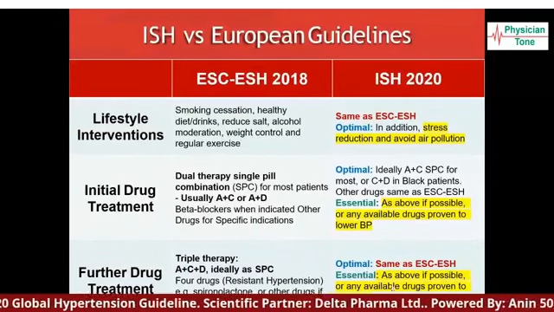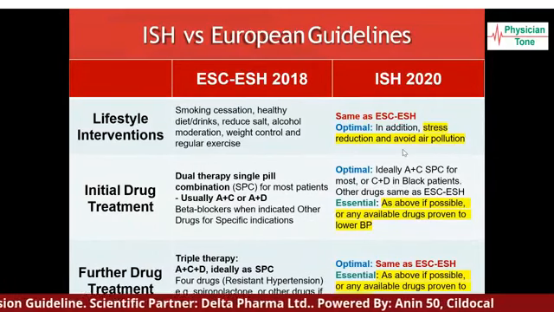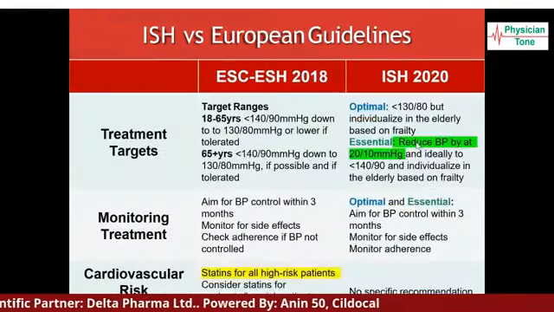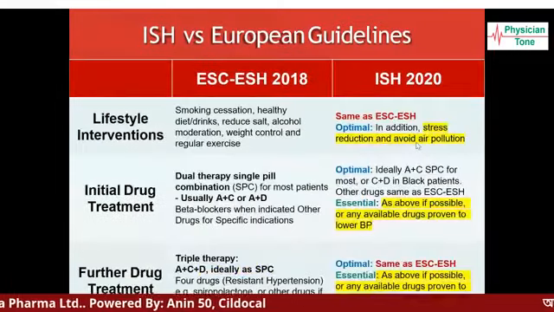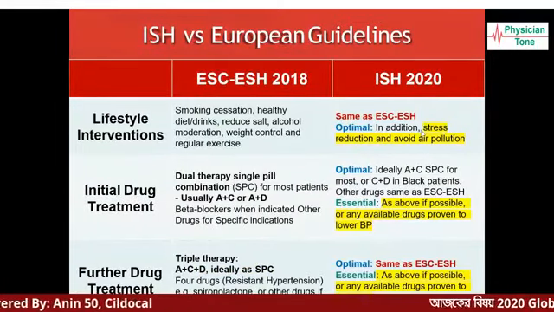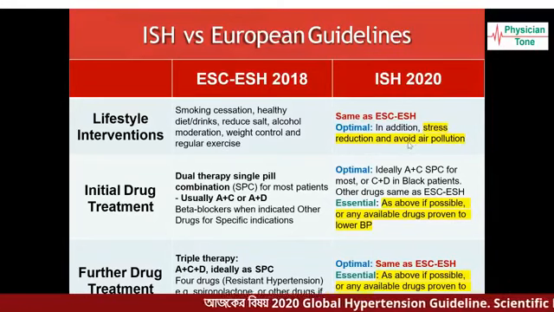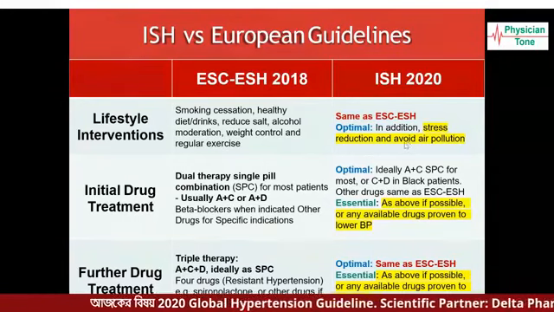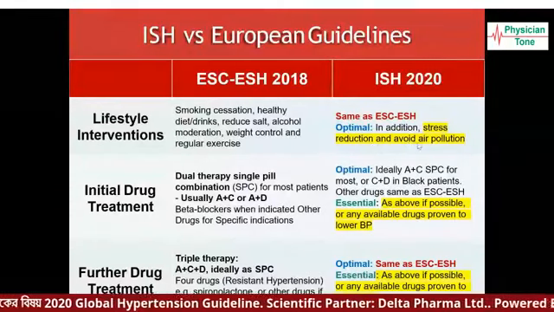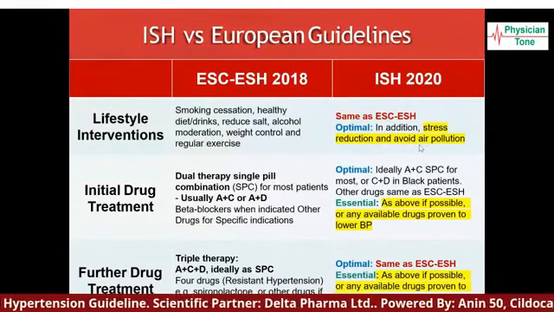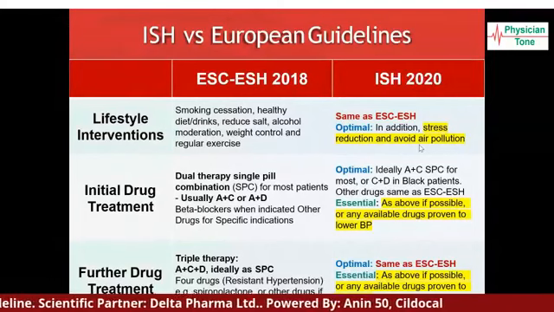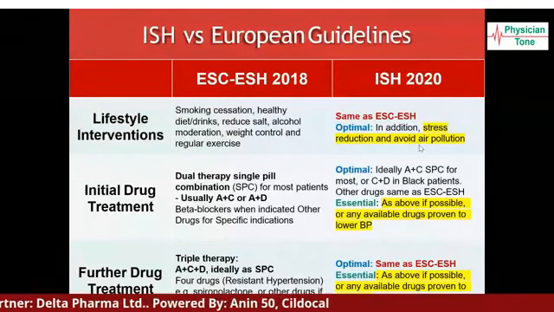And other differences between the ESC guideline and the 2020 guideline: they introduce new points in lifestyle intervention, like stress reduction and avoiding air pollution. Also, there is an emphasis on temperature variation. Cold temperature increases blood pressure, and hot temperature reduces blood pressure.